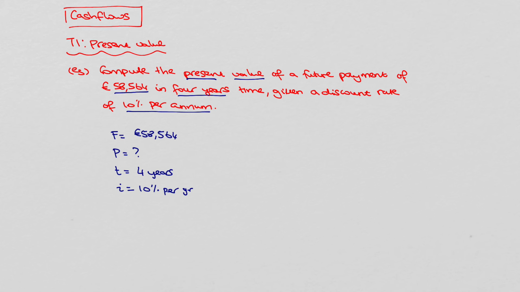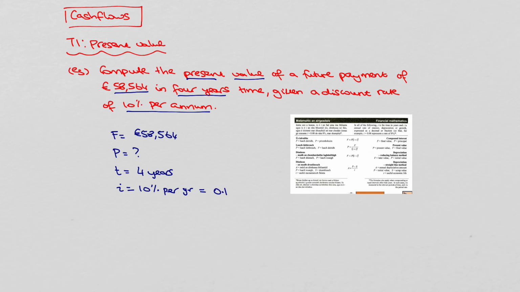Per annum means per year. Of course, as I said at the start, we have to write our interest rate as a decimal. So 10% as a decimal is 0.1. Our formula in our maths tables was on page 30. And because we're looking for present value, we're rearranging our equation so that it's written as P is equal to F over 1 plus I to the power of T.